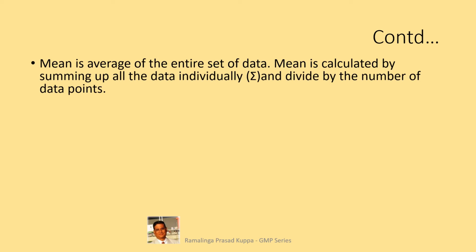Mean is the average of the entire set of data. Mean is calculated by summing up all the data individually and dividing by the number of data points. It is a simple mathematical calculation. Add up individual data and divide by the total number of data points. This is generally represented as x bar, a small line above the letter x.